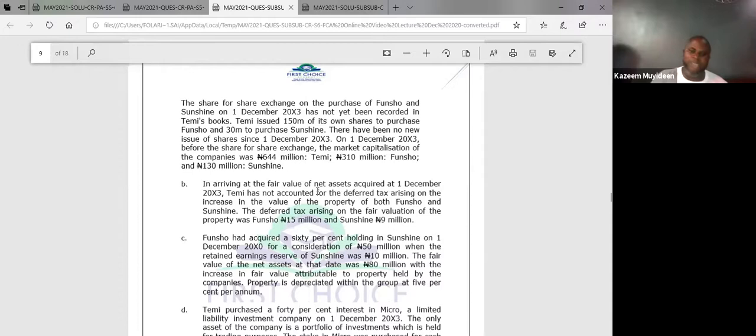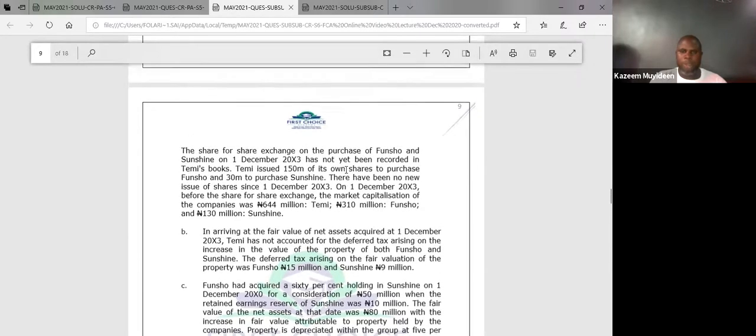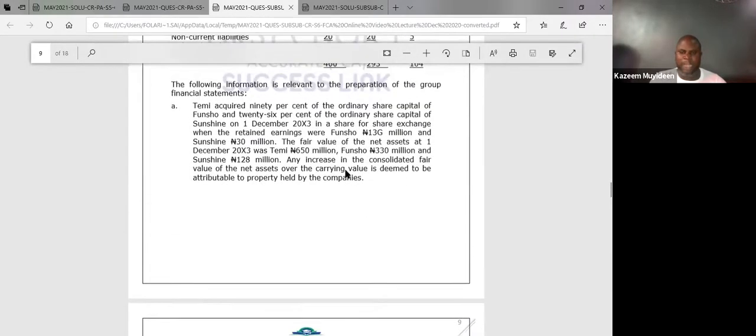for the calculation. When does he now have control? He had control here, 2003. So I will use the net asset. I will now go back again to Sunshine. I will use the net asset in Sunshine. What is the net asset of Sunshine on this date? Does it give me the retained? Yes, retained of Sunshine, 30. This is what I will use. That is why the question is very confusing. They will take you down, take you up again.